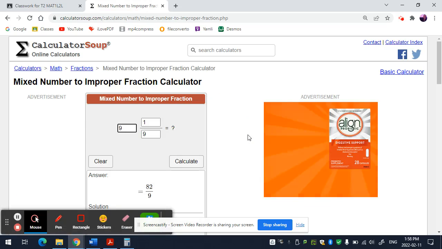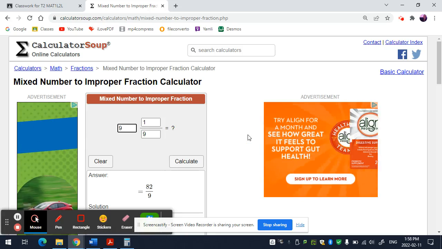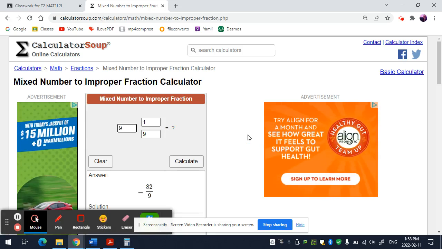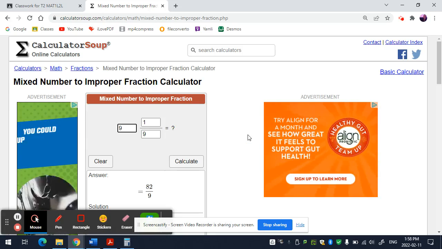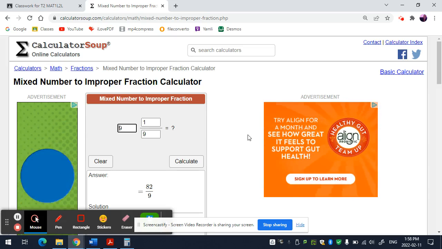82 over 9. Okay, so please make sure that instead of using decimals sometimes to check, if you're already online, just go to this website that you have the link to right there in your notes and keep checking your work every time. Awesome. I already posted the solution.